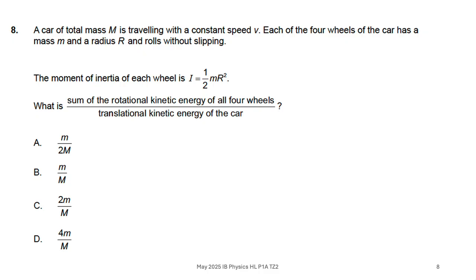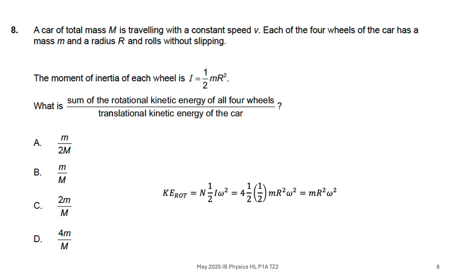The moment of inertia of each wheel is I equal to half mr squared, and we want to know the sum of the rotational energy of all four wheels over the translational kinetic energy of the car. Nice question here. I've seen IAs on this topic. Let's have a go, and then when you're ready to see the explanation, please hit play. Okay, let's go for it.